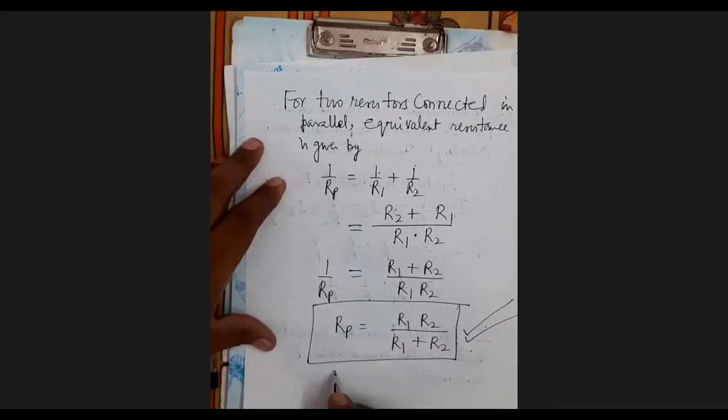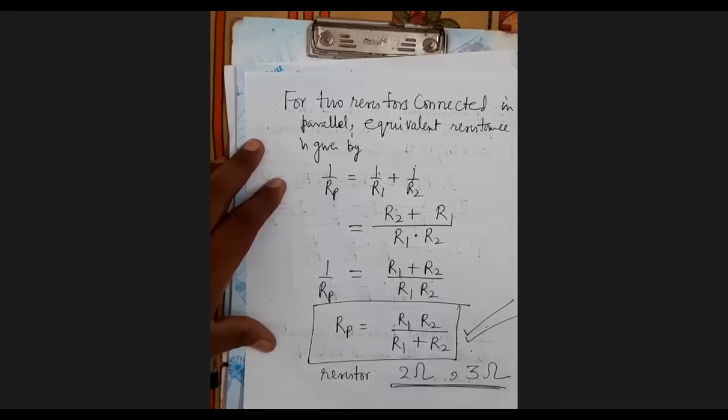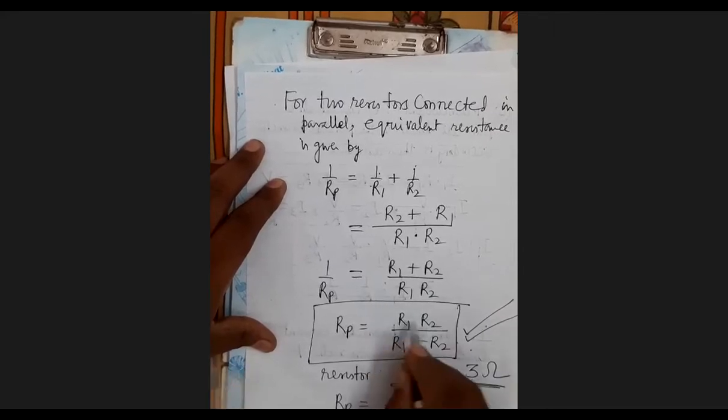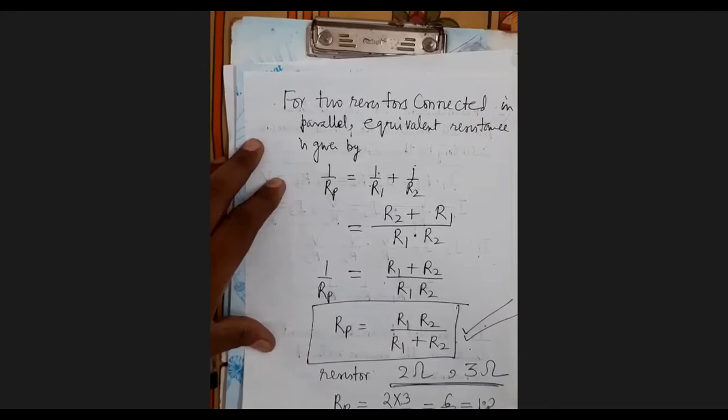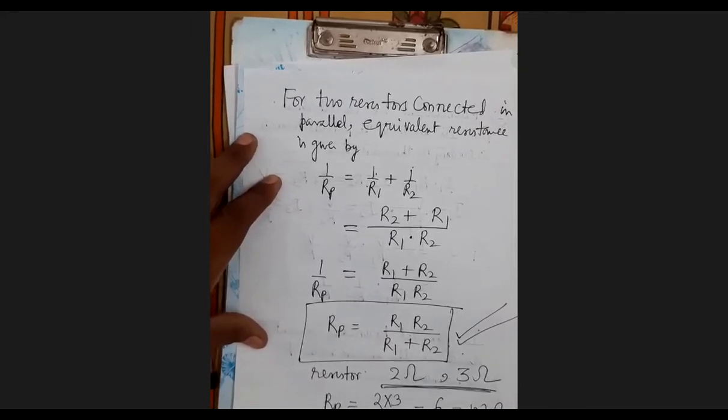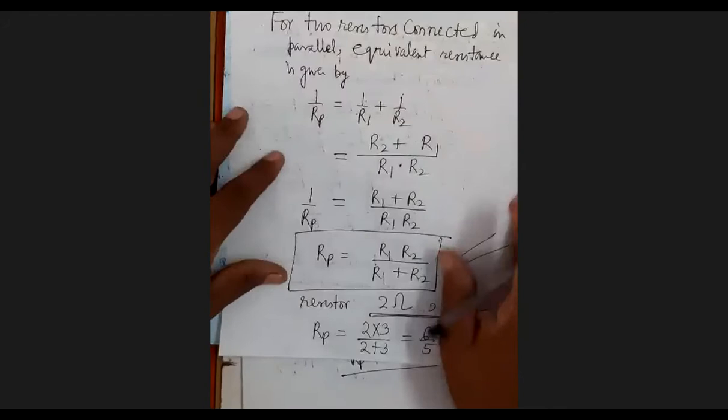Suppose there are two resistors. One resistor is of 2 ohm and another is of 3 ohm. They are connected in parallel. Then what will be the equivalent? Equivalent will be given by 2 into 3 divided by 2 plus 3. That is 6 upon 5. That is 1.2 ohm. You can see here.